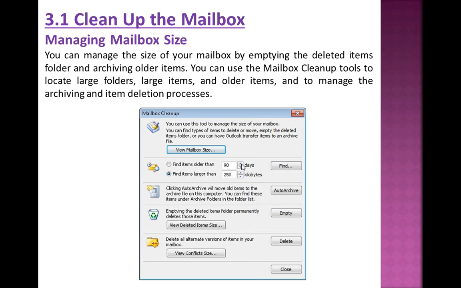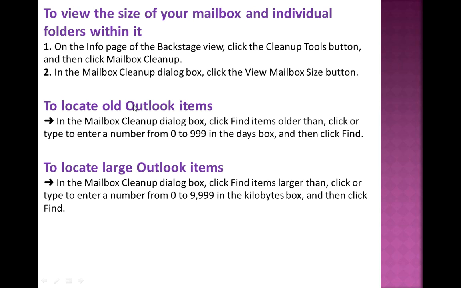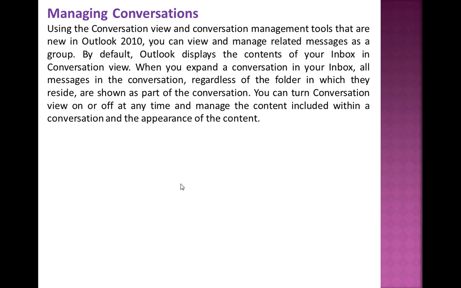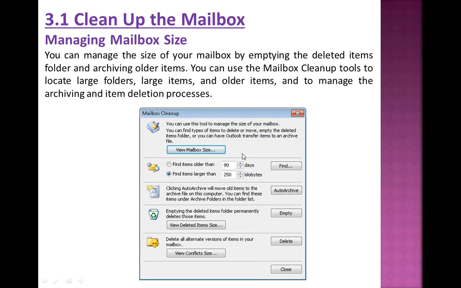You can find the mail that has a size of more than 250 KB or any other size in KBs. So you can find the mails in the inbox or outbox. Then we discussed how to locate old Outlook items, how to view the size, and how to locate the large Outlook items by clicking on these buttons.